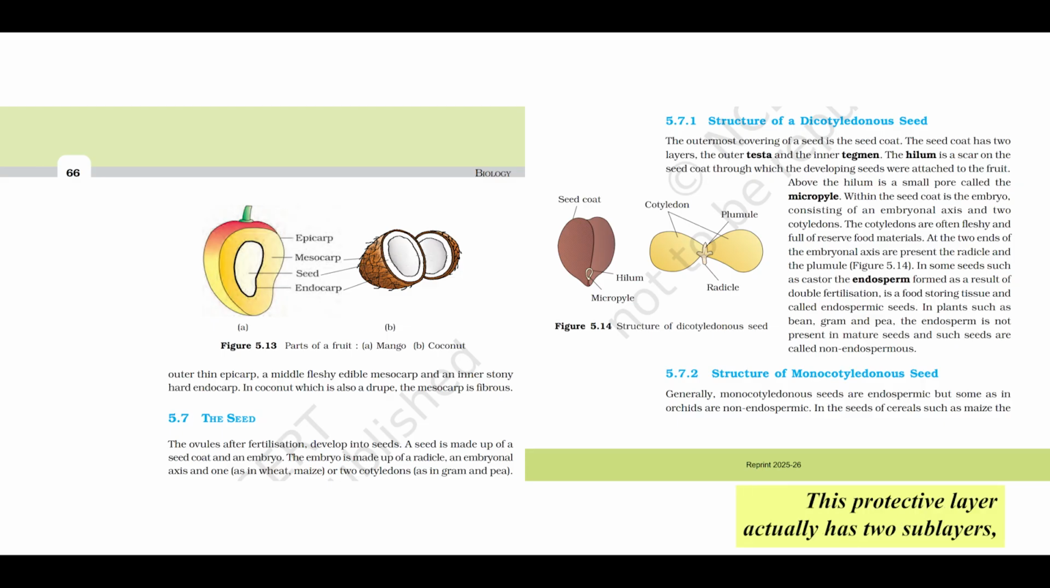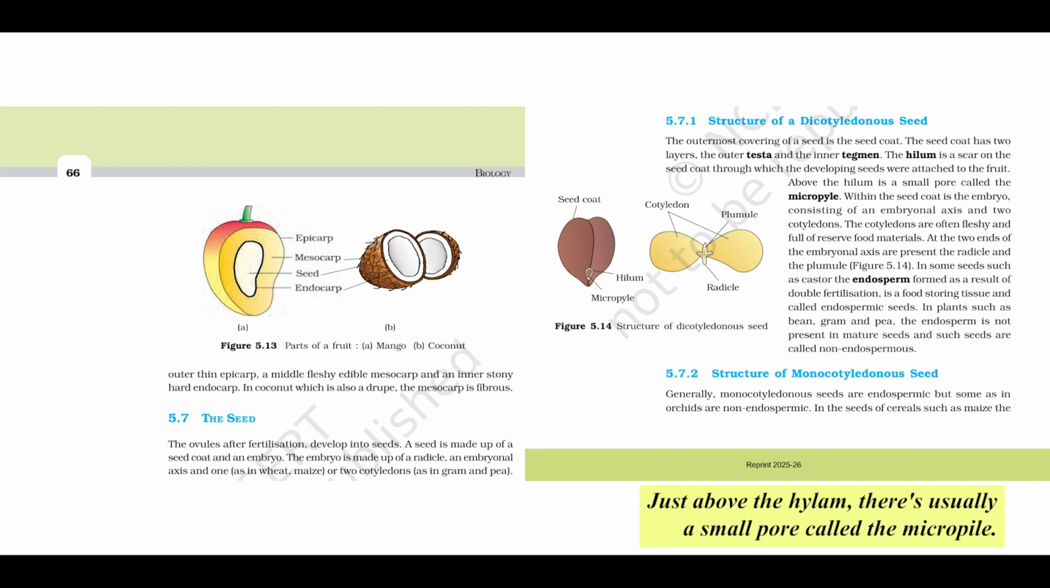This protective layer actually has two sublayers: an outer, tougher layer called the testa, and an inner, thinner, more delicate layer called the tegmen. These layers shield the precious embryo inside. Correct. On the seed coat, you'll usually notice a prominent scar called the hilum. This hilum marks the exact point where the developing seed was attached to the fruit wall, or the placenta, within the ovary. It's like the seed's belly button, its former point of connection.